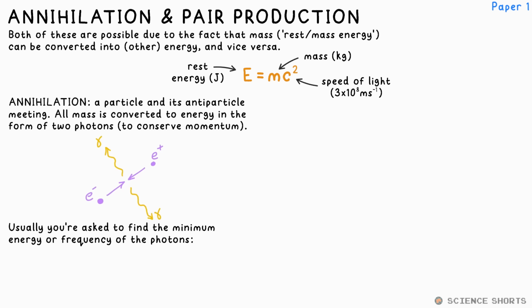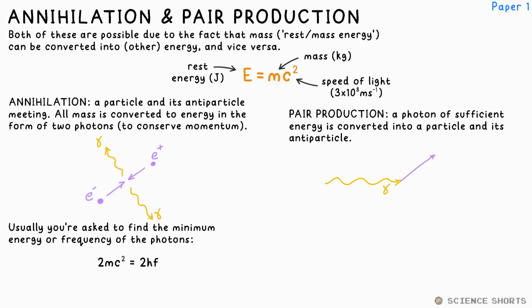If we're asked to find the minimum energy or frequency the photons made, we infer that they had no kinetic energy. So we just say that energy equals 2 lots of mc squared. We call this either rest energy or mass energy, where c is the speed of light. We can then say this is equal to 2 lots of hf, which is the energy of a photon, Planck's constant times the frequency. The shortcut, of course, is just to split the whole problem in half. We can just say that mc squared for one of the particles equals hf for one of the photons.